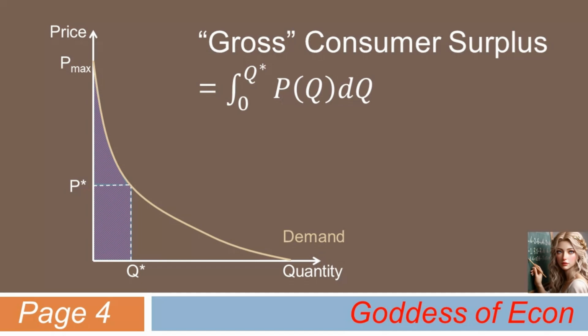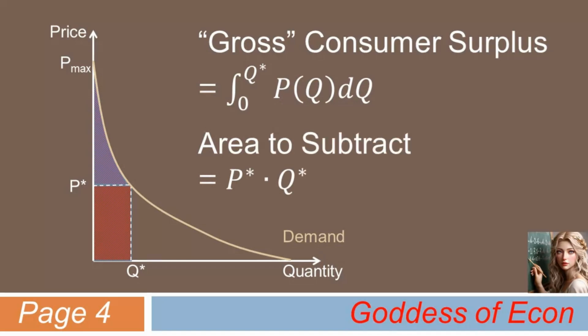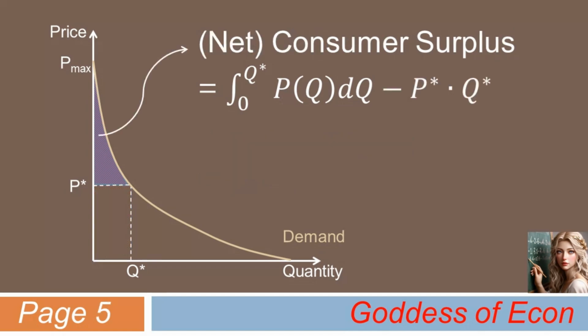Now, what else do we need to do? Well, we need to subtract the area of that red rectangle from the gross consumer surplus to get the net consumer surplus figure, which is what we are looking for. And that area is simply P star times Q star. Not too difficult, isn't it? So the consumer surplus, or sometimes called the net consumer surplus, can be calculated by subtracting P star times Q star from the amount of gross consumer surplus, which is represented by the definite integral here.